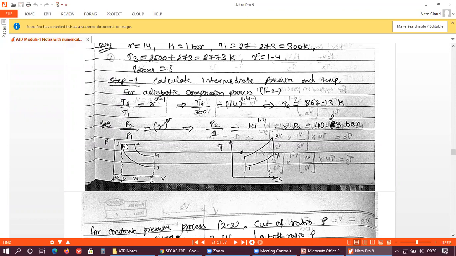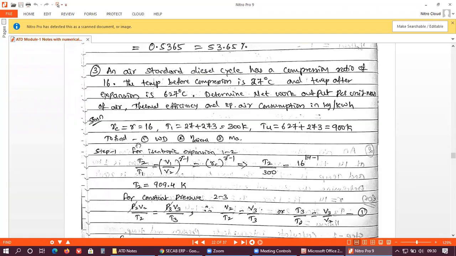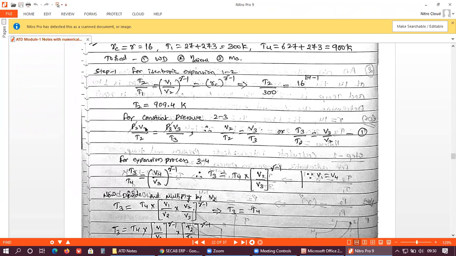So this is a constant pressure line, or we can call it the heat addition process from 2 to 3, and it is constant. So P2 is equal to P3 here. So P2 V2 by T2 is equal to P3 V3 by T3. Since P2 is equal to P3, these two terms get cancelled. So what expression is remaining? V2 by T2 is equal to V3 by T3, or if you rearrange it, you will get T3 by T2 is equal to V3 by V2. Call this equation number 1. So it is T3 by T2 is equal to V3 by V2.